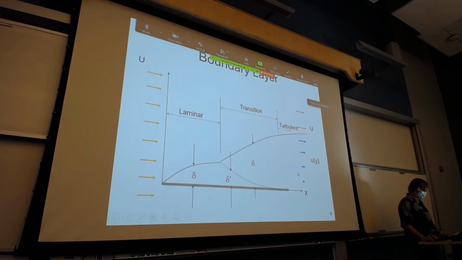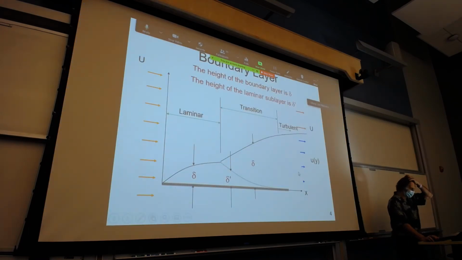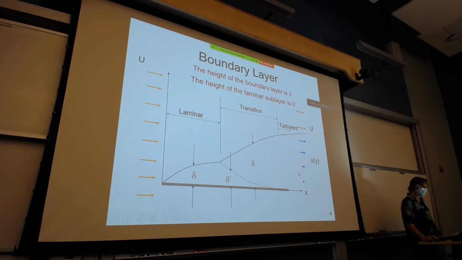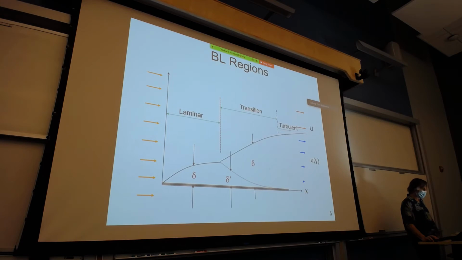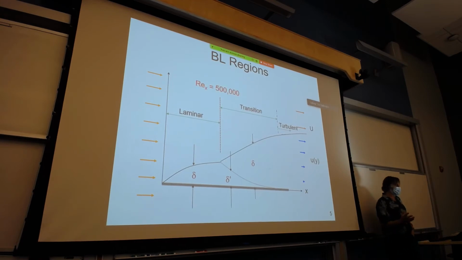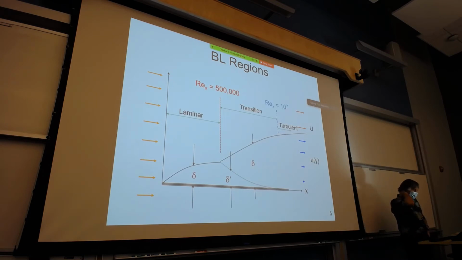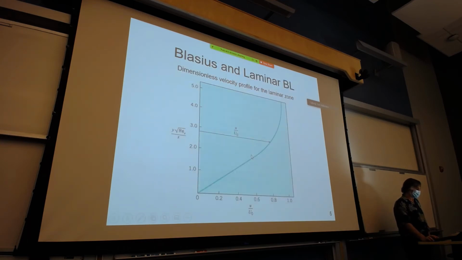So, let's see if we can get back to the lecture. Again, the height of the boundary layer is delta, and the laminar sublayer and the transition are marked with a prime. For the boundary layer regions, the laminar region exists up to a boundary Reynolds number of 500,000. And again, this is a smooth plate. We'll talk about what happens when it's rough. And a transition to a turbulent boundary occurs at a boundary Reynolds number of 10 to the 7.